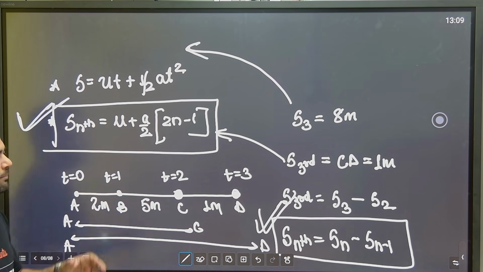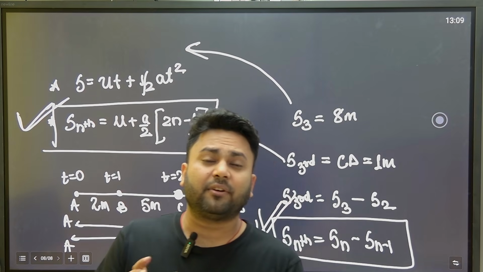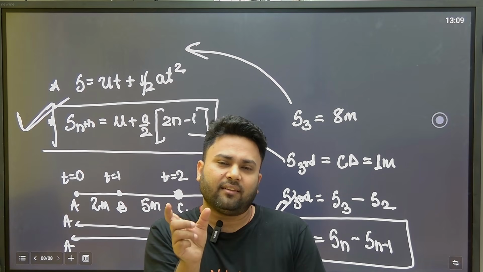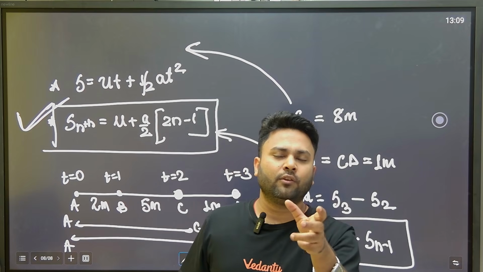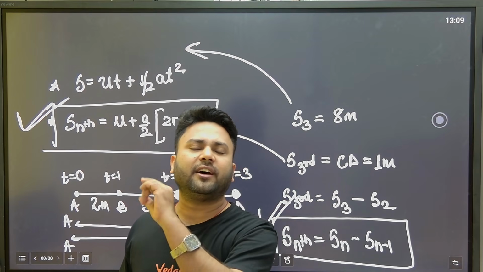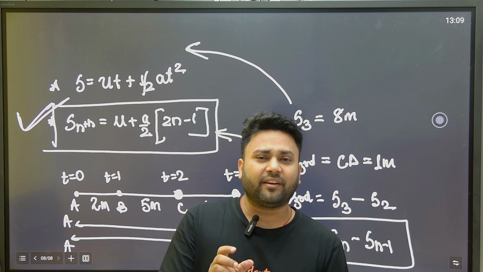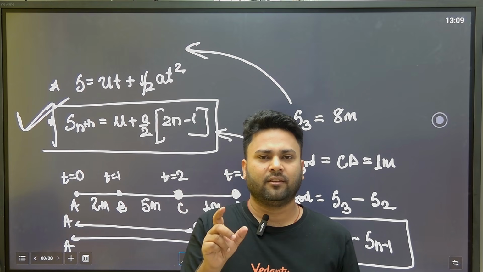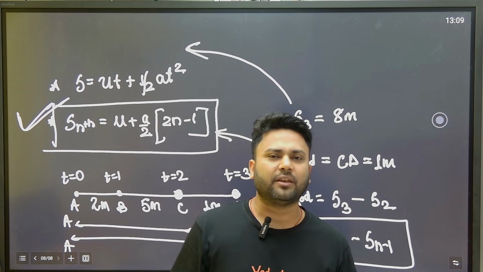So this is the basic difference between total distance covered in n seconds and distance covered in nth second. N and nth is different. If they ask total distance covered in 2 seconds, you will use s equals ut plus half at square. But if they ask what is the distance covered in nth second, so you will write u plus a by 2 into (2n minus 1).